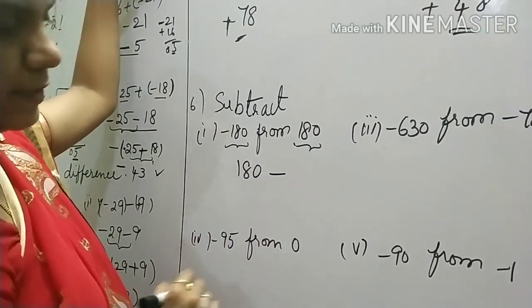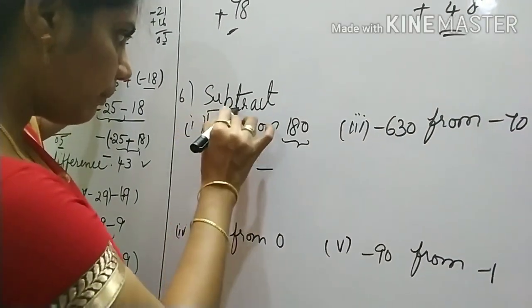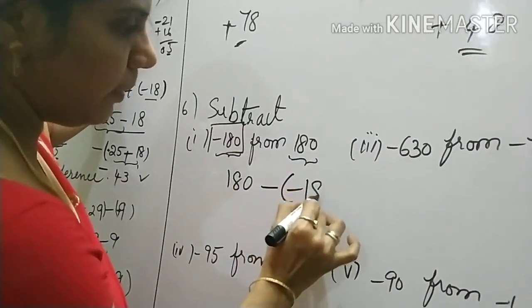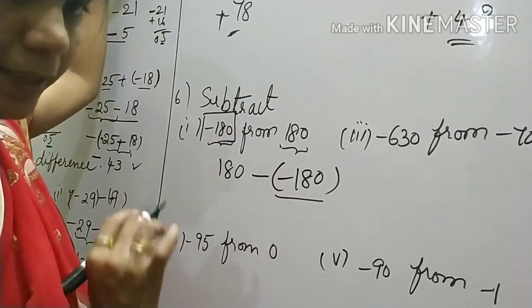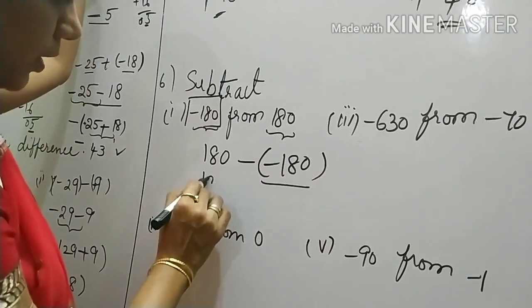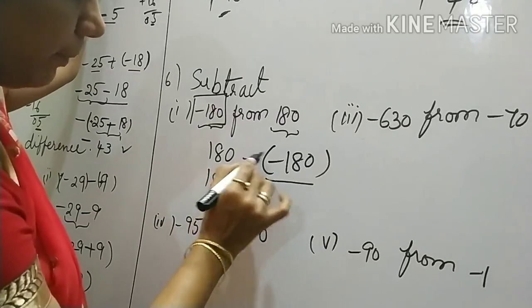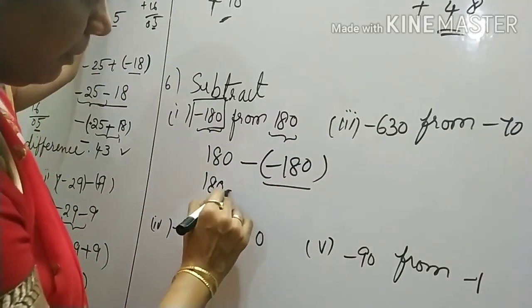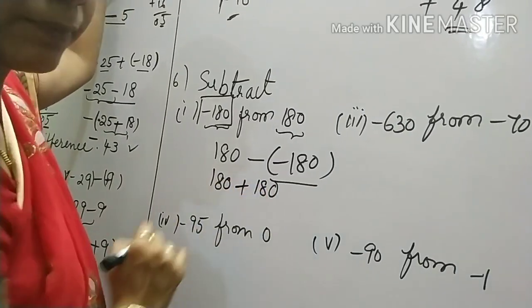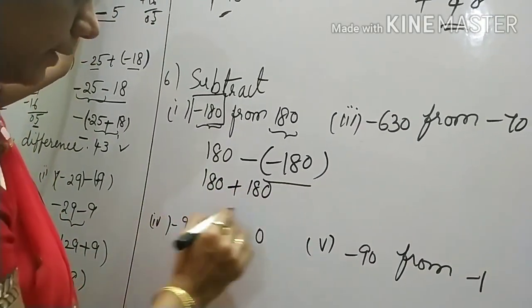So I am writing minus. What is that number here? Minus 180. Within the brackets, write down what we have to subtract. See this one. Apply the minus here. Removing brackets, minus into minus becomes plus. Plus 180. Okay. Now add these two.